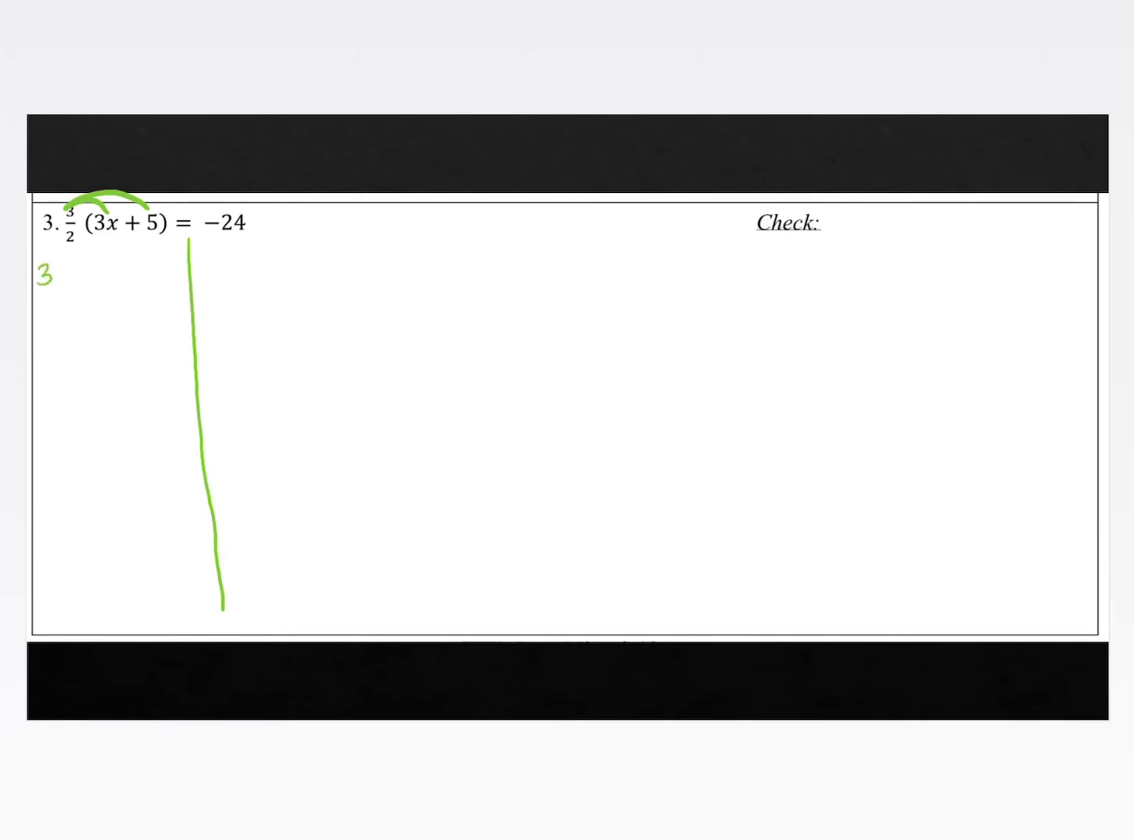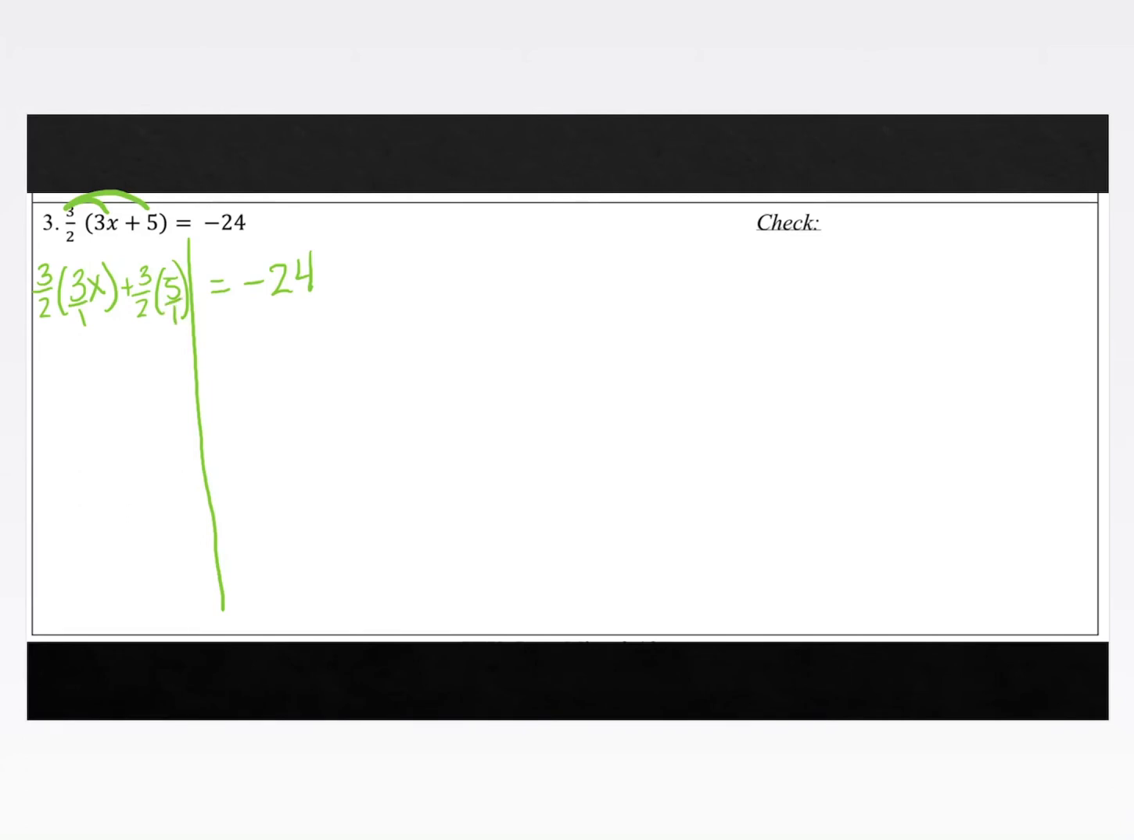So this will give me 3 halves times 3x plus 3 halves times 5. And that will equal negative 24. Now I'm going to go back on the left-hand side and make my other numbers into fractions too, so that way it's a little bit easier to simplify. This is really 3 over 1x, and this is also really 5 over 1.